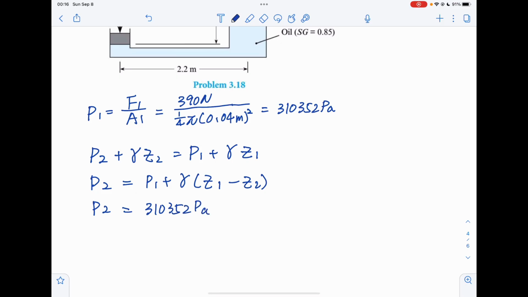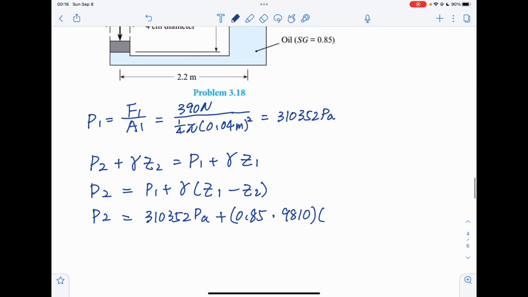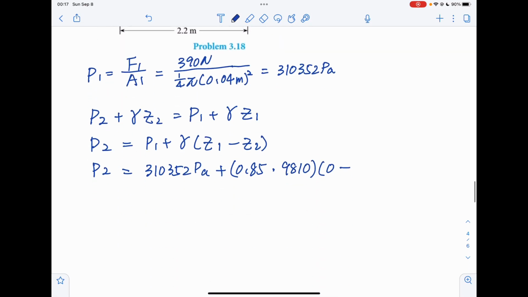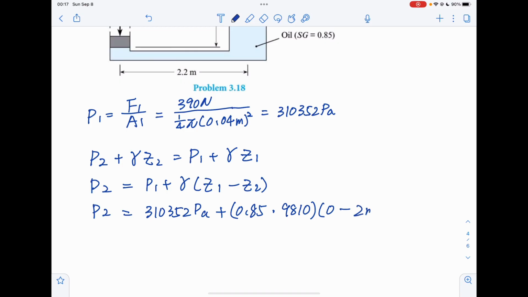So P2 equals 310,342 plus the gamma, which is 0.85 times 9810, times the difference of the height, which is 0 at point 1 minus 2 meters at point 2. So P2 equals 2938680.